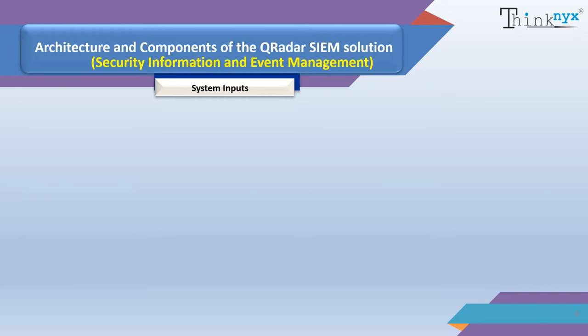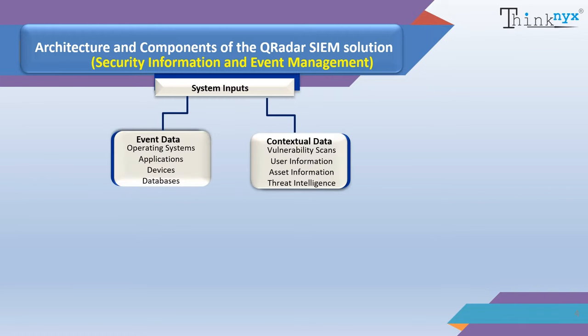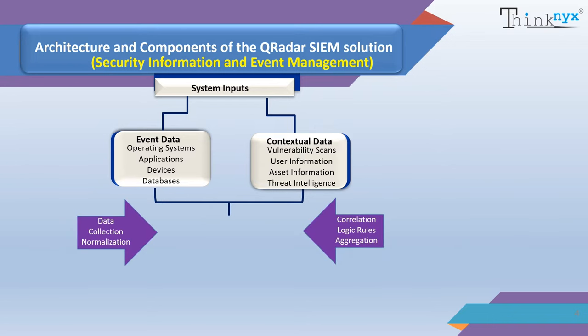The SIEM tool will take two broad types of data as input, event flow data and contextual data. Event data includes data from various data sources like firewalls, applications, etc., while contextual data includes data from vulnerability scanners, asset information from Active Directory or LDAP, and threat information from Threat Intelligence Portal.